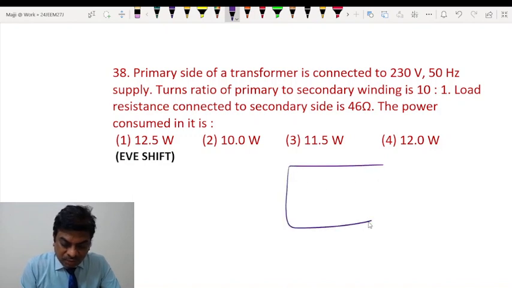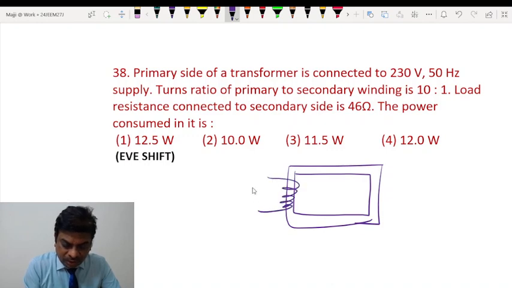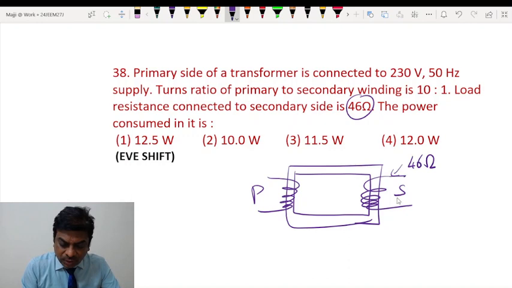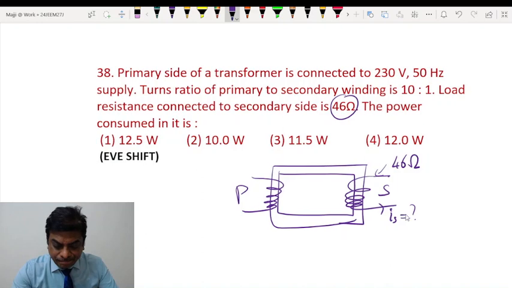So suppose this is the transformer, the core of the transformer. This side you have the primary and this side you have the secondary. Now the secondary coil has a resistance of 46 ohm. If we can find the current in the secondary, then I squared R will give you the power consumed. Or even if you get the voltage across the secondary, then we can use Vs squared by 46. So we can easily find the voltage.